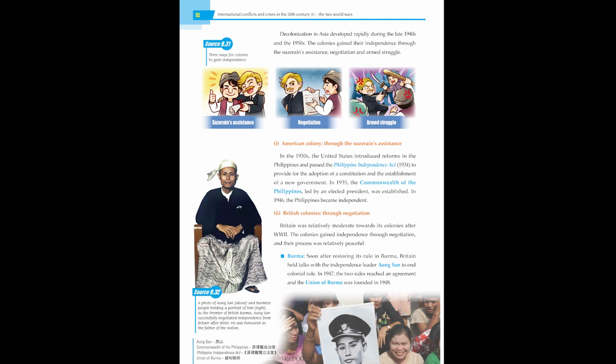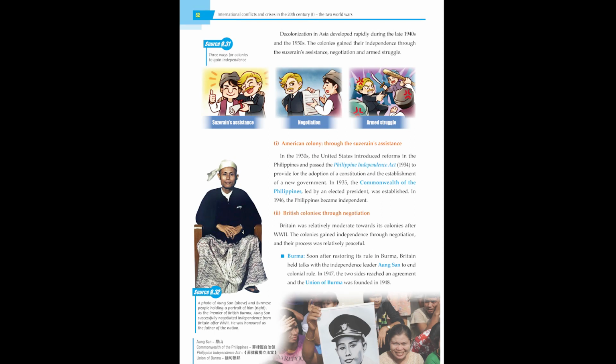2. British colonies, through negotiation. Britain was relatively moderate towards its colonies after the Second World War. The colonies gained independence through negotiation, and their process was relatively peaceful. Burma. Soon after restoring its rule in Burma, Britain held talks with the independence leader Aung San to end colonial rule. In 1947, the two sides reached an agreement and the Union of Burma was founded in 1948.